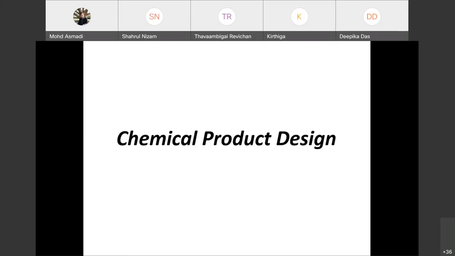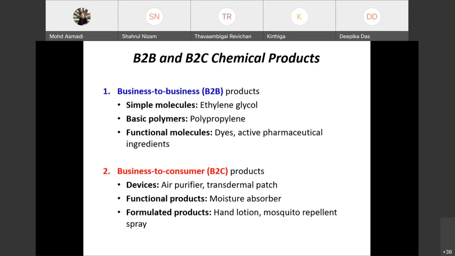Okay, so actually we study many chemical product designs that we use every day. Now we're going to learn how to make them. If you look here, B2B and B2C chemical products, right? B2B is business to business and B2C is business to consumer. So this is the major classification that we can divide it into.